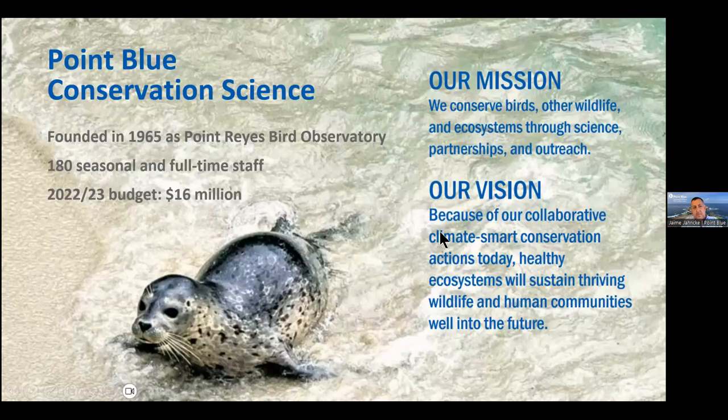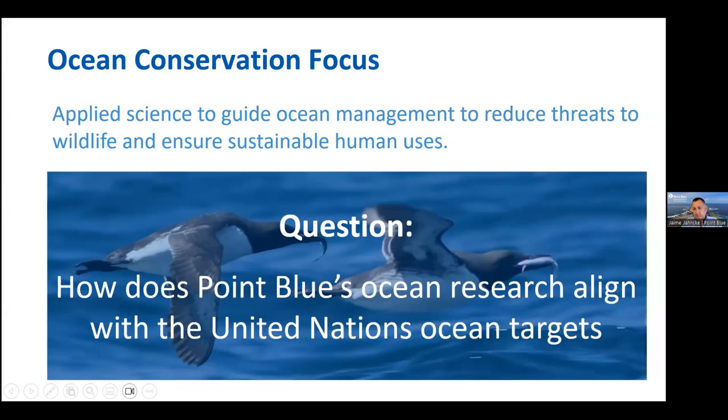Point Blue Conservation Science is a nonprofit founded in 1965 as the Point Reyes Bird Observatory. We are about 180 people, and we have a budget of about $16 million. Our mission is to conserve birds, other wildlife, and ecosystems through science, partnership, and outreach. Within the work that I do, which focuses on oceans, we try to conduct applied science to guide ocean management, reduce threats to wildlife, and ensure sustainable human uses.